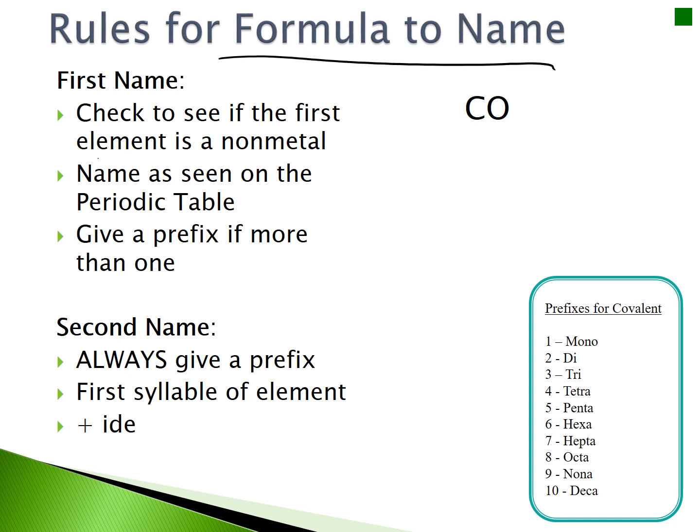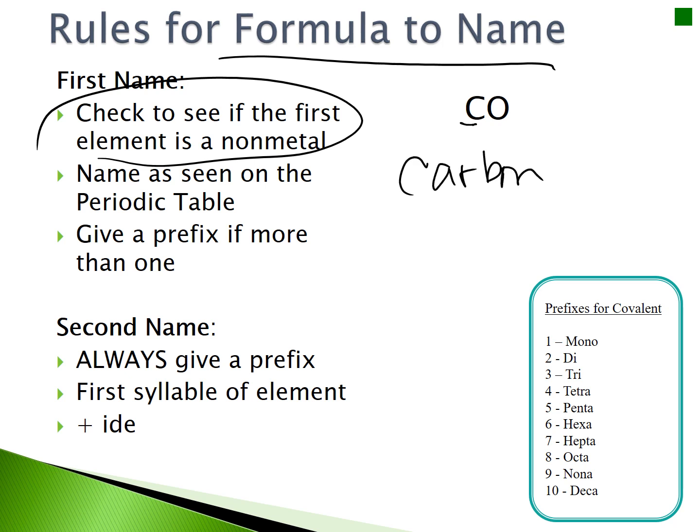Check to see if the first element is a nonmetal. C is a nonmetal. It's to the right of the staircase. Its name is seen on the periodic table, so C is carbon. Give the prefix if more than one. I only see an understood 1 right here, so I do not give a prefix.